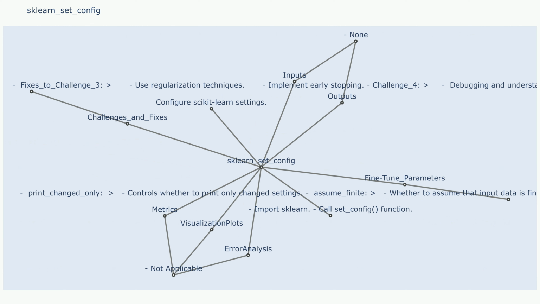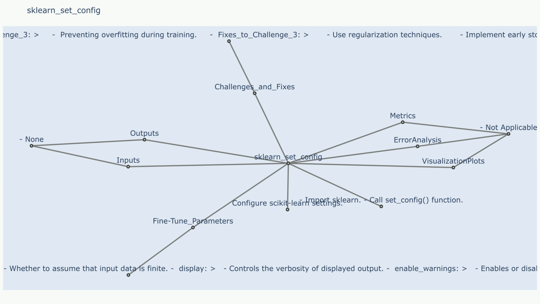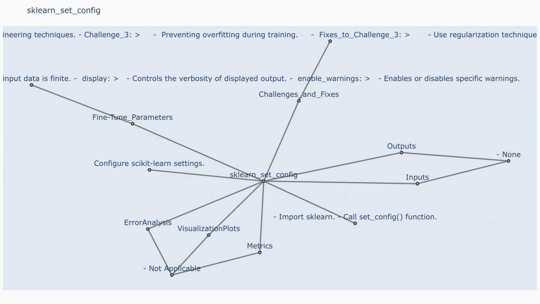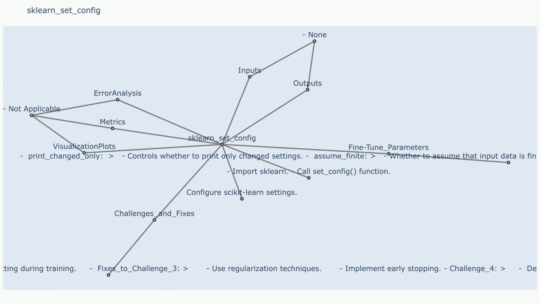Outputs. None. The set_config function doesn't directly return any values. Instead, it modifies the global settings of sklearn, making the changes persistent for subsequent operations. Steps. Setting options. The function takes the provided configuration dictionary and updates the internal settings of sklearn based on the specified keys and values. Applying changes. Once the settings are modified, the changes take effect immediately. Future calls to sklearn functions will use the updated configuration.